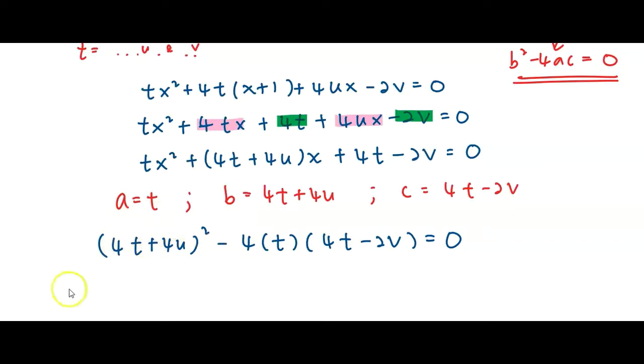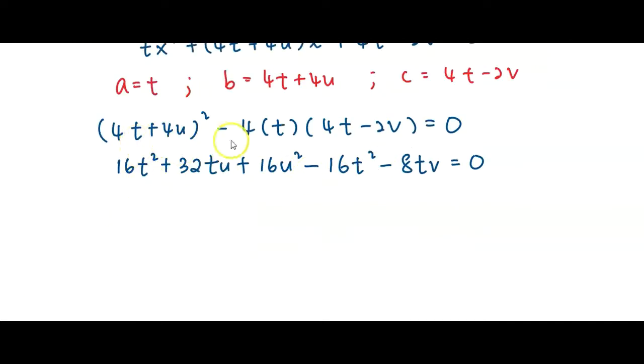Here we expand and simplify first. After the expanding, I got this and then collect the like terms together. So you can see that the 16t squared minus 16t squared cancel off each other. And now I'm going to write t in terms of u. In order to write the t in terms of u and v, I will collect the t terms together. That is 32tu minus 8tv. I put it at the left hand side. And the term without the t, I will move to the right hand side. That is negative 16u squared at the right.